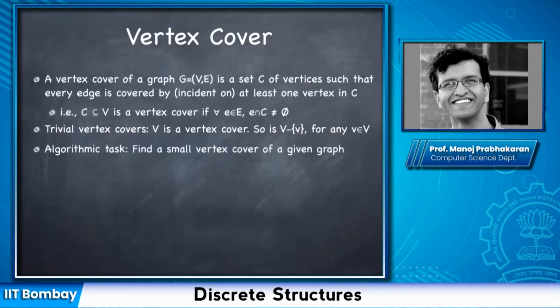The interesting question is how small a vertex cover you can find. That's the algorithmic question: given a graph, find a small vertex cover, or find the smallest vertex cover. Unfortunately, this is an NP-hard problem. It's one of those problems with rich enough structure that if you could solve it, you would have solved a whole host of other problems. We believe there are no efficient algorithms when the size of the graph is really large.